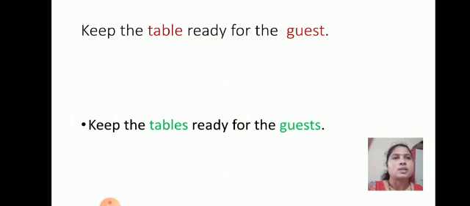Now look at these sentences. The first sentence is: Keep the table ready for the guest. In this sentence, the nouns table and guest stand for one thing or one person. Now look at the second sentence: Keep the tables ready for the guests. In the second sentence, the nouns tables and guests stand for more than one thing or more than one person.